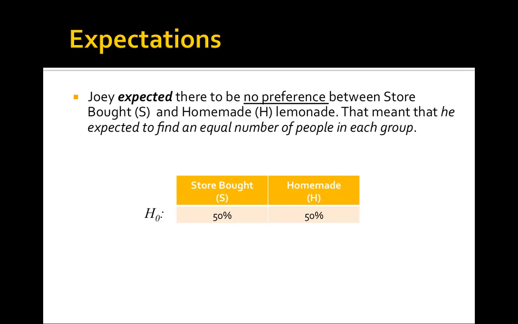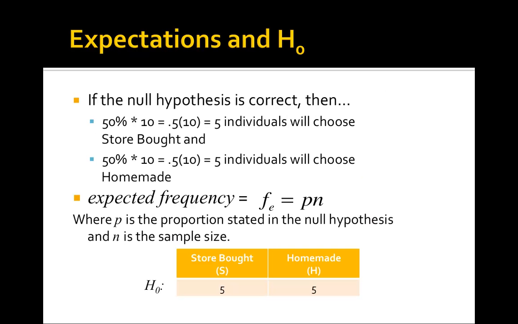Okay. So Joey expected there to be no preference between the store-bought and homemade lemonade. That meant that he expected to find an equal number of people in each group. If we have two groups, the expected frequencies will each be 50%. If there had been three groups, they each would have been 33 1/3%, four groups 25%, and so on.